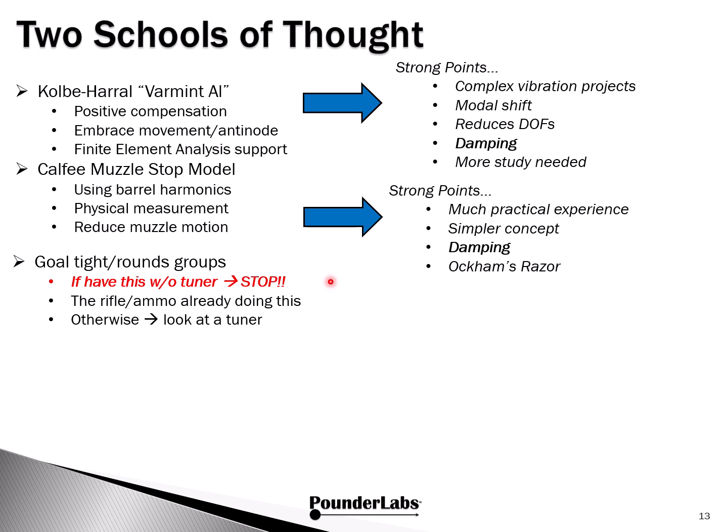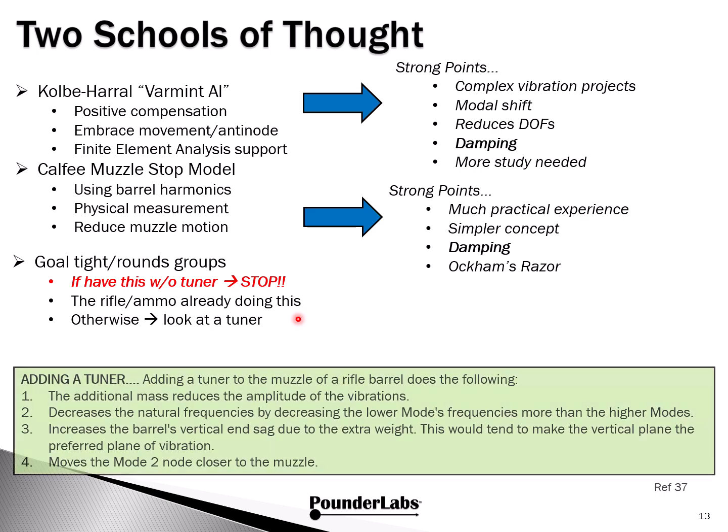If you're shooting without tuners and getting good, tight, round groups, you're fortunate and you have your ammo and rifle already giving optimum results. Stop. A tuner's probably not going to provide much value beyond that. But if that's not the case, consider looking at a tuner.